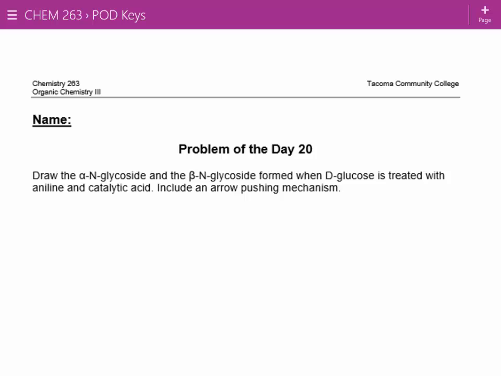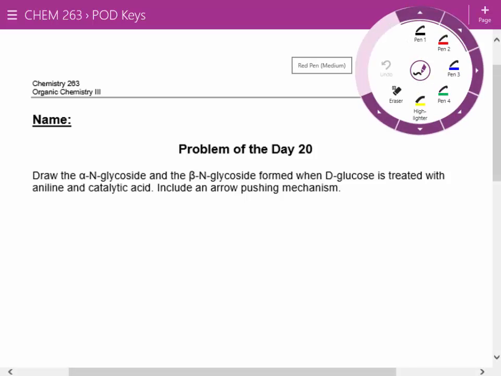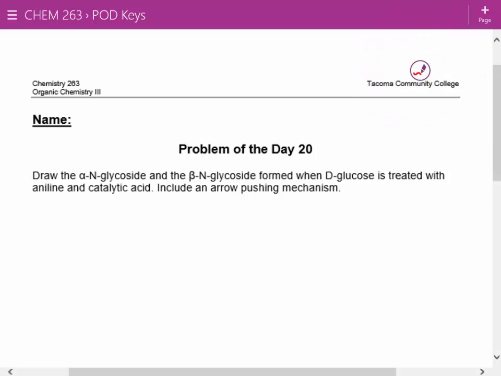All right, everybody. So yesterday we talked about glycoside formation, and I gave you the example in class of O glycosides, and then I said this can be done with nitrogen nucleophiles as well. And this is an example of an N glycoside. So let's go through and do the mechanism really quick. We've got glucose here.